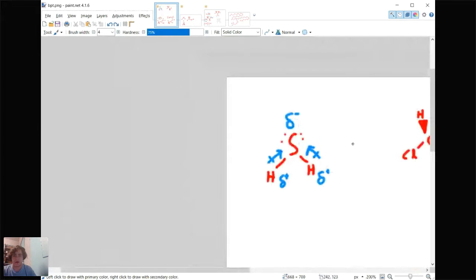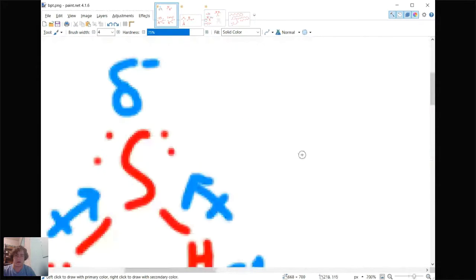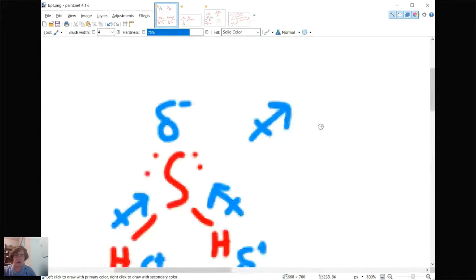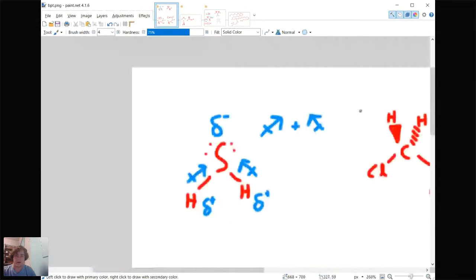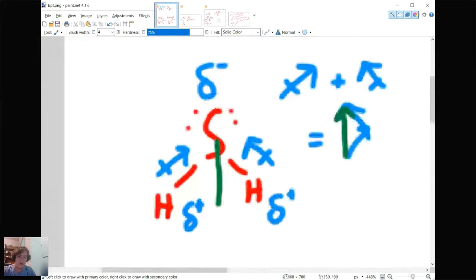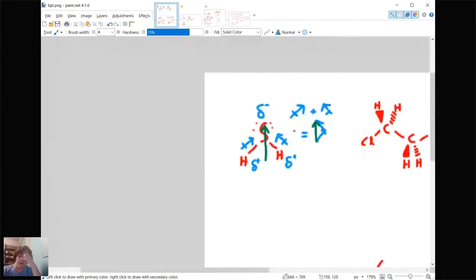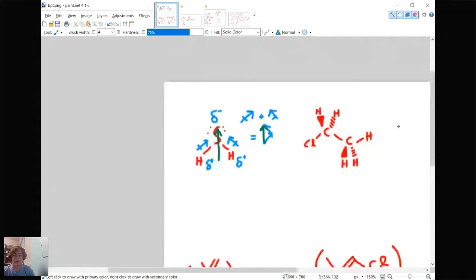So when we're talking about the overall dipole moment in the molecule, we simply just add the arrows. So when we're adding that and that, we add the arrows tip to tail, and what we end up getting is a dipole moment that goes right through the center of the molecule. Does that make sense? Awesome, cool.